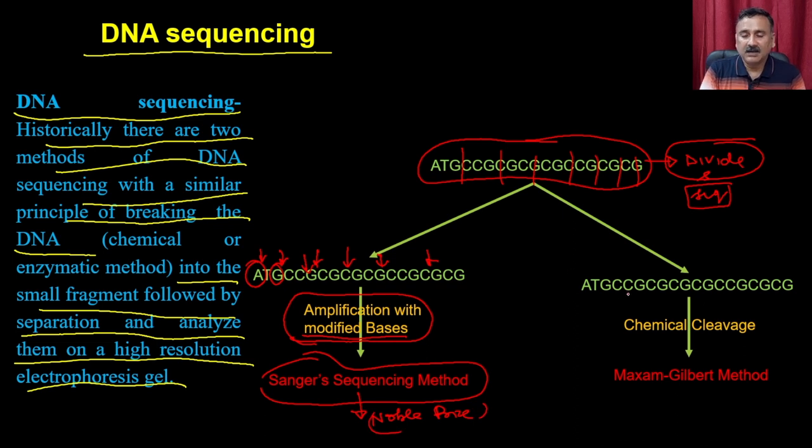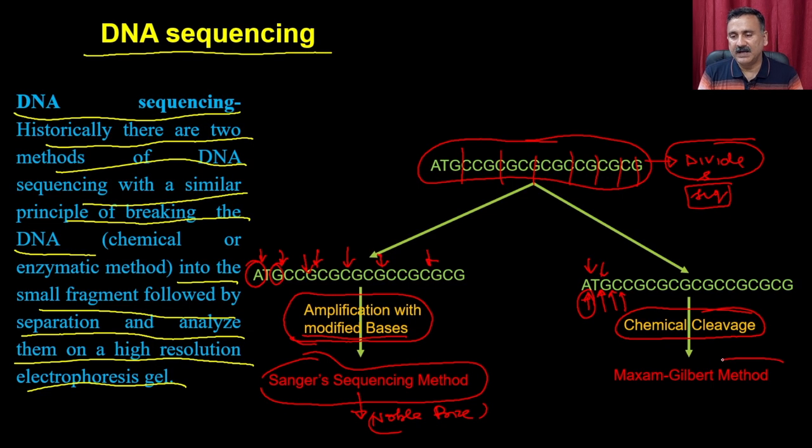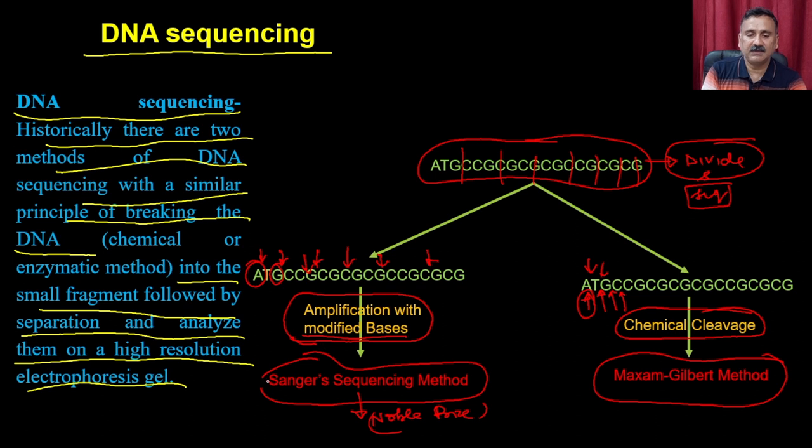The other option is that you use chemical reagents which are going to attack the bases. So you can have the reaction for A, for T, for G, and for C. What will happen is it is going to break after A, T, G, C, like that. That's how you can separate these fragments, and that's how you get the information about the sequence. If you use that method, it is called the Maxam-Gilbert method. So let's first discuss the Sanger sequencing method, and then we will discuss the Maxam-Gilbert method.